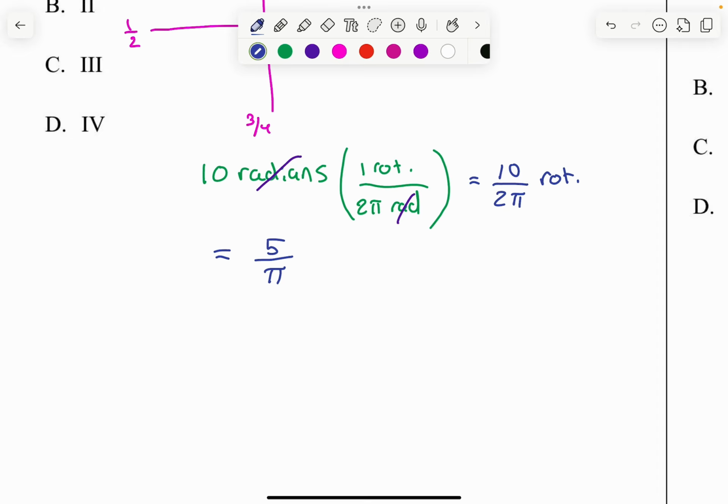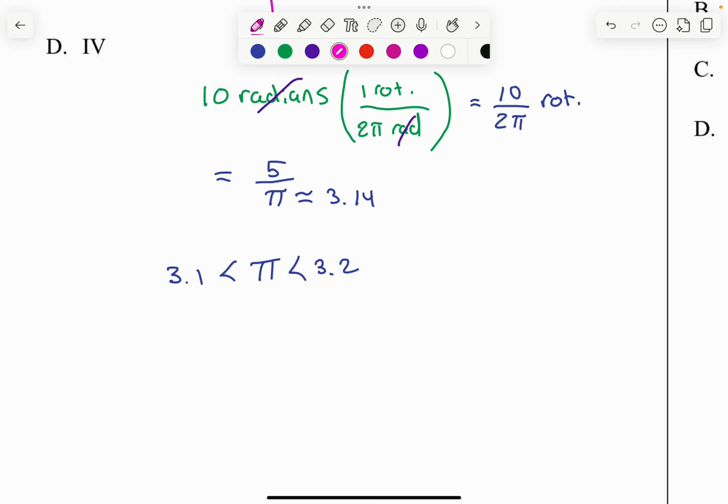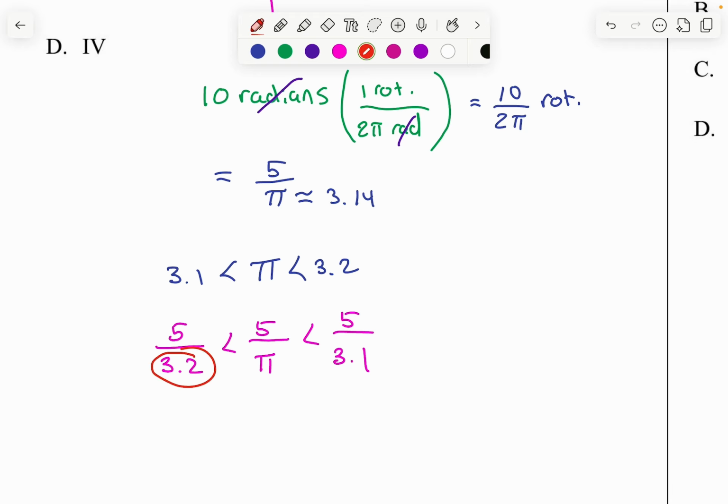One is we can notice that pi is about equal to 3.14, right? Which means that it's in between 3.1 and 3.2. And so if we write that, that lets me do a little arithmetic. So if that's true, notice that this is true. You'll notice I reversed the location of the 3.1 and the 3.2. It's because when you divide by a bigger number, it's smaller. So that actually belongs over there.